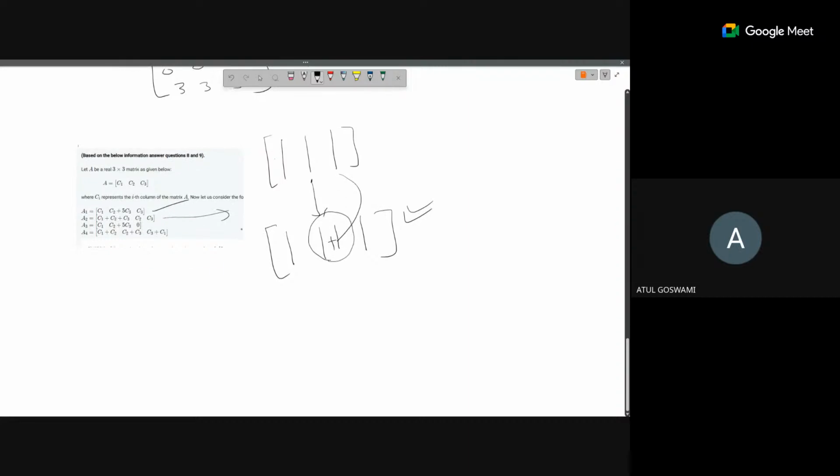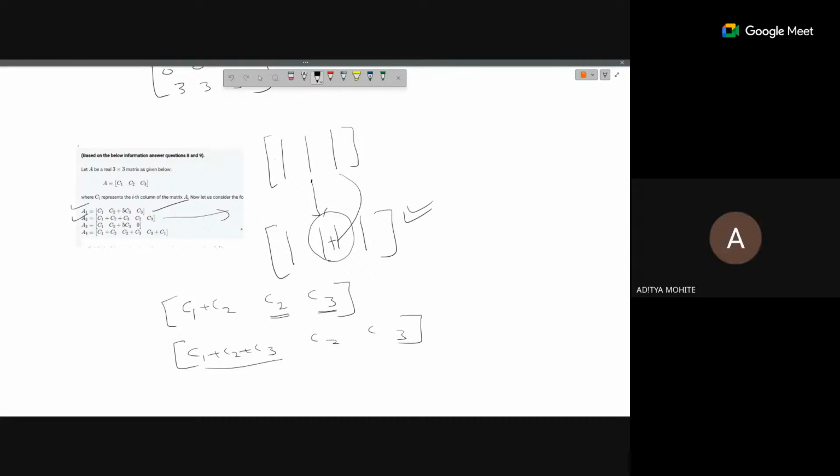For the second one, first we have added column one plus column two, and column two and column three stay as they are. Still the determinant will be unchanged, right? And now we have taken this and added it into this one, C1 plus C2 plus C3 in the next step, and C2 and C3 are as they are. Still the determinant would be unchanged, right?